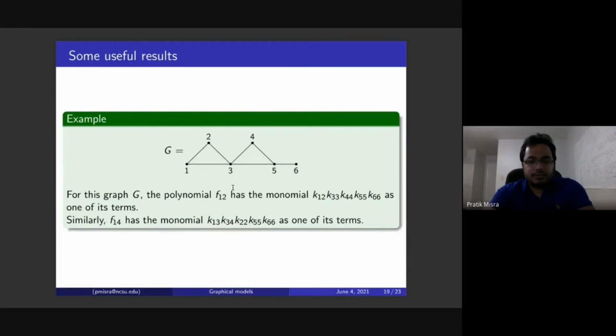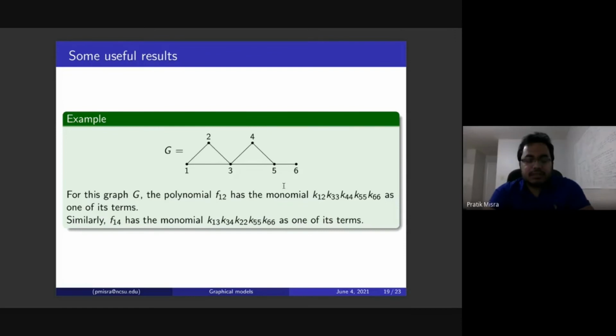So let me just explain what I meant over here. If we consider this same graph that we saw earlier, then if we take the matrix K corresponding to this graph and compute, let's say, the 1,2th entry of K inverse, then we would have a monomial as one of its terms, which looks something like this: K12 times K33, K44, K55, K66. And this corresponds to the shortest path between 1 and 2. Over here, we can see that the shortest path from 1 to 2 is basically the edge connecting 1 and 2. So corresponding to that, we have this term K12 and the remaining terms as the diagonals, which is K33, K44, K55, and K66.